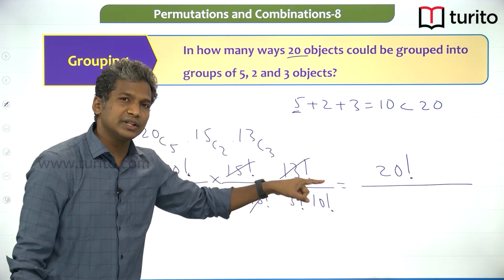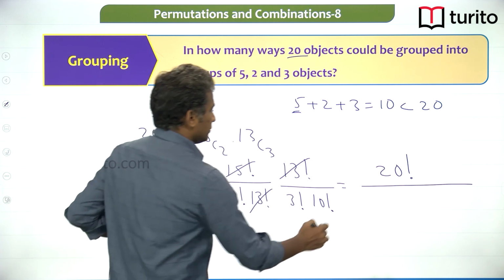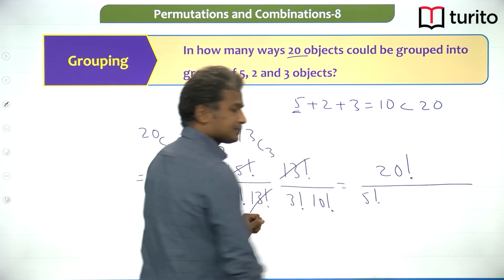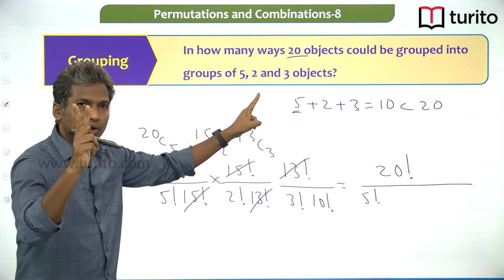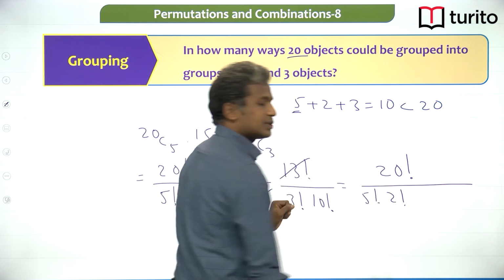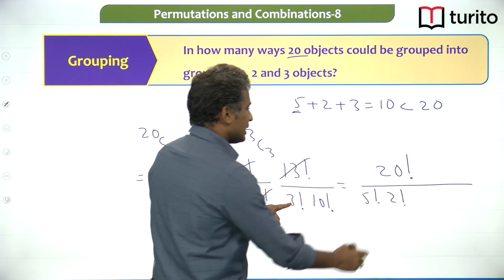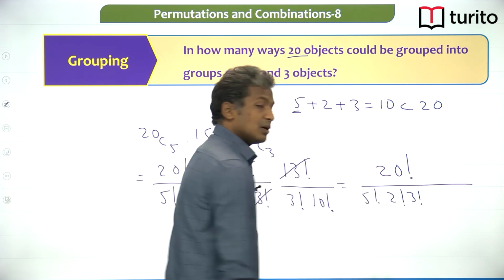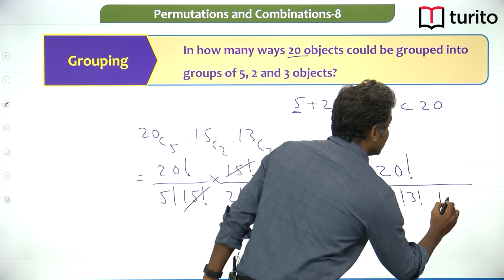This is in sync with our discussion. Now what are the other elements here? There is 5 factorial here. This is for the first group. In the second group there are 2 elements, and here there is 2 factorial. So this also is in sync. Now the third group has 3 objects and there is 3 factorial here, but there is one extra factorial. What is it? It is the 10 factorial.